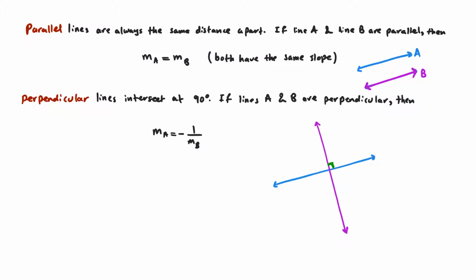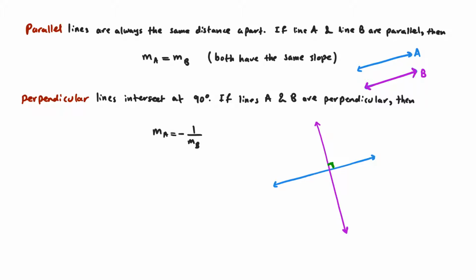To summarize everything, we know that parallel lines are always the same distance apart. And if line A and B are parallel, then their slope will be the same. And you can see that in this case, line A and B are parallel and they have the same steepness. Completely makes sense.